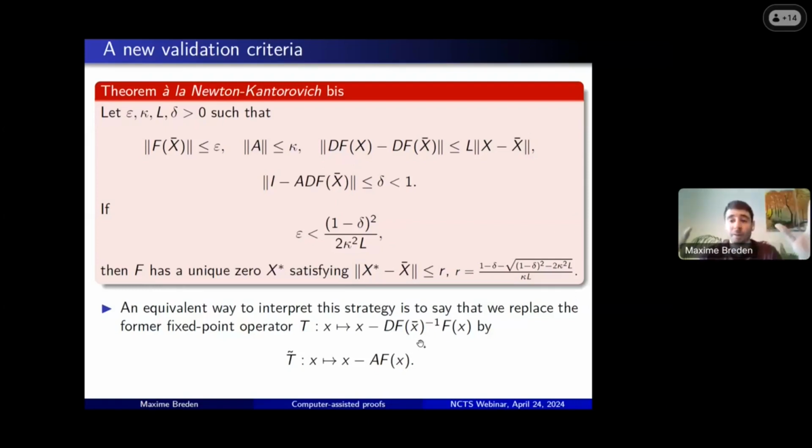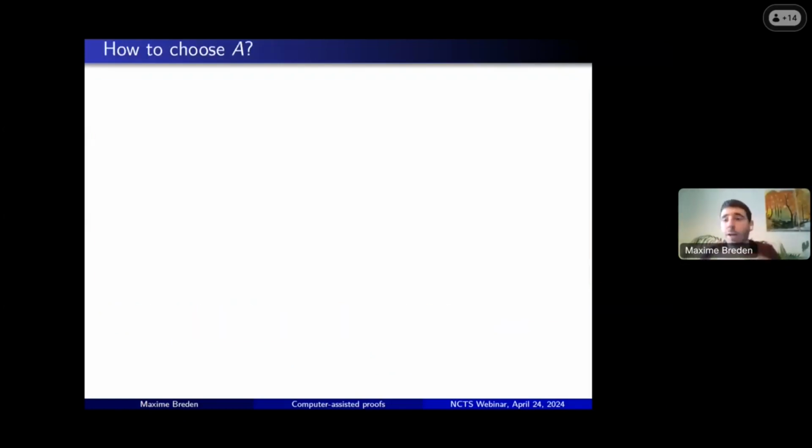But still, in some sense, I have transferred the problem from df of x bar inverse to finding a good approximate inverse. And in general, it's still difficult, right? If you give me a completely general Banach space and a completely general map F, I'm not able to construct this approximate inverse. But what I claim is that there is at least a class of problems which is large enough to contain many problems of interest within which I can do this.